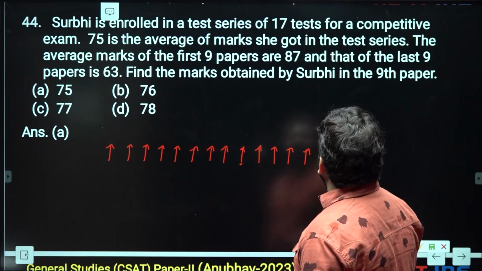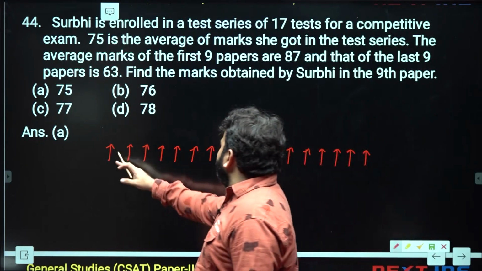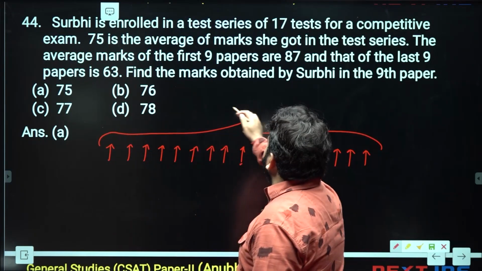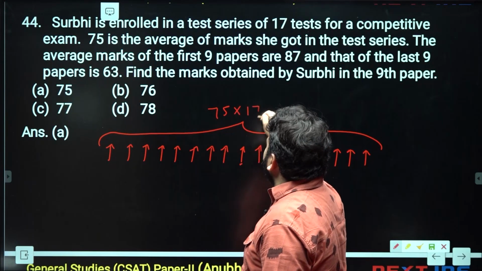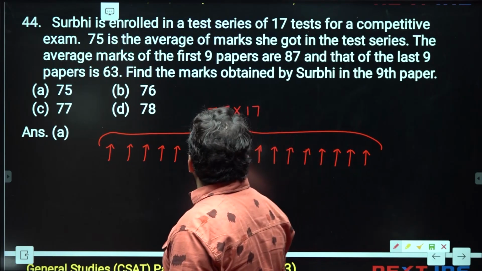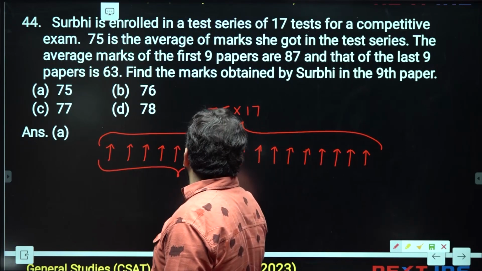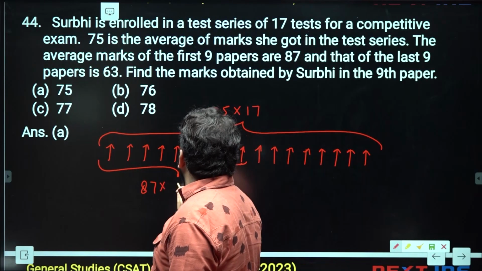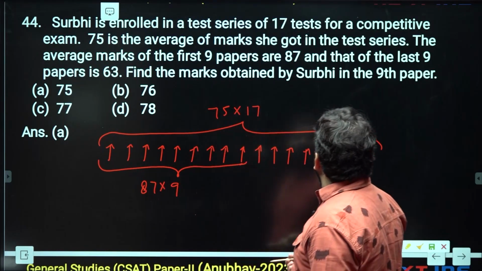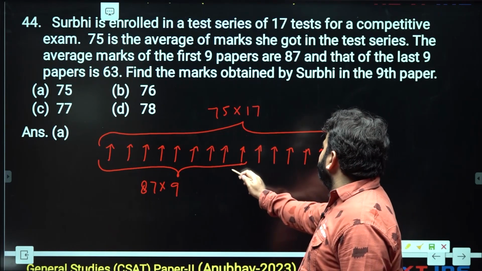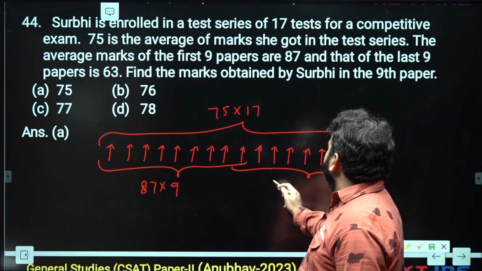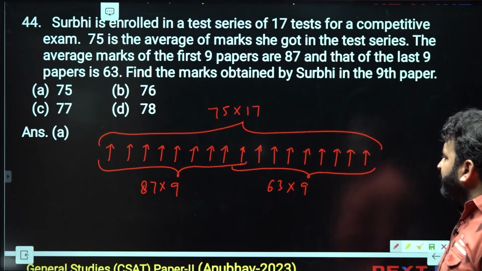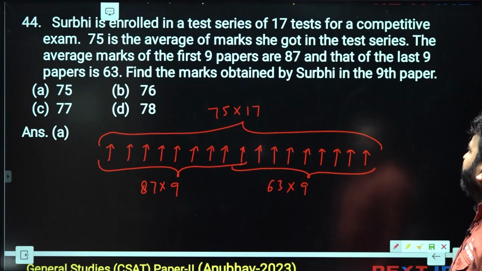So now there are 17 tests. The overall average is 75, so the total will be 75 into 17. The first 9 papers average is 87, so the total will be 87 into 9, and that of the last 9 papers is 63, so 63 into 9. The last 9 papers total is 63 into 9.